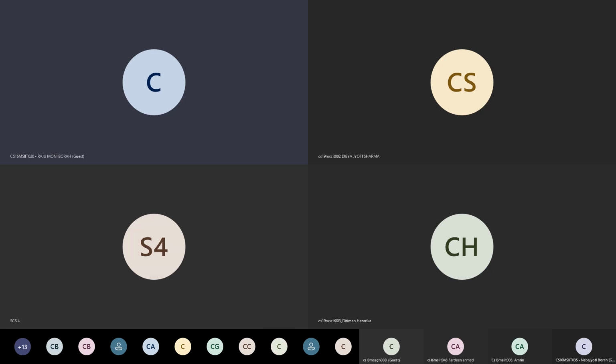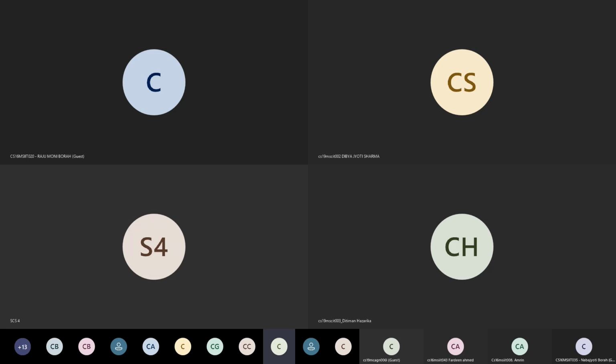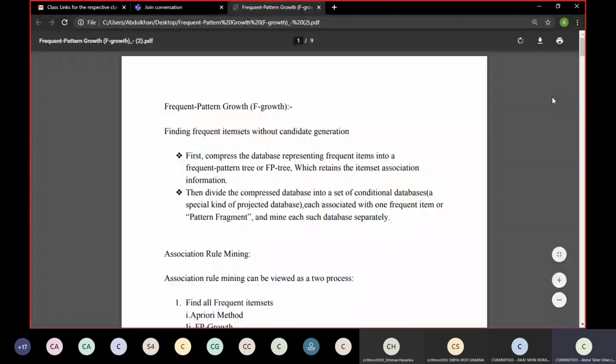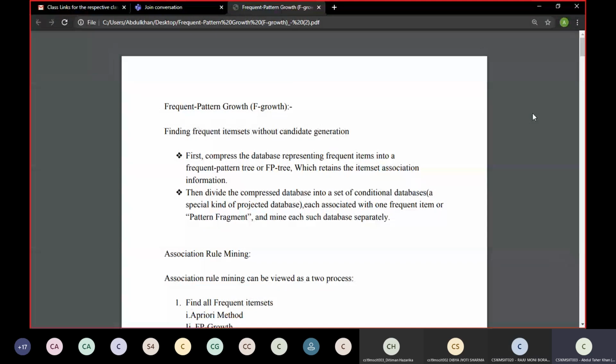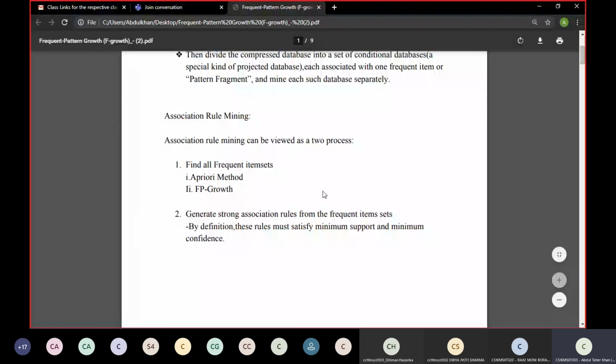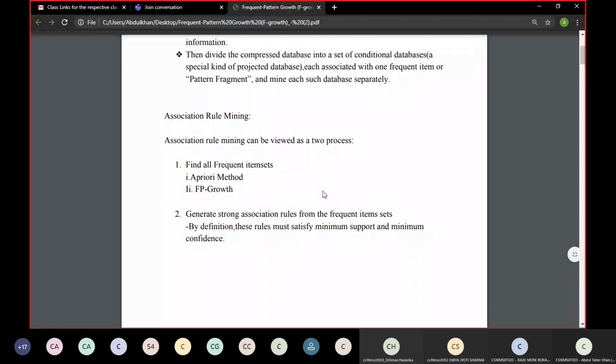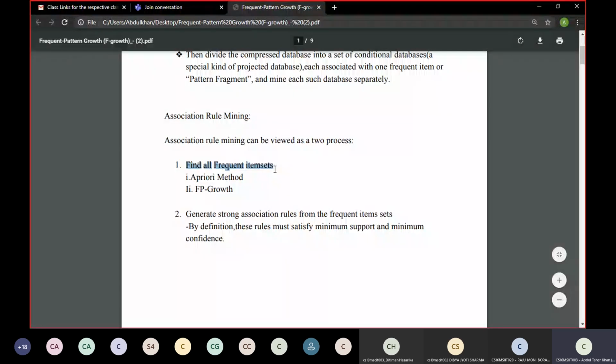Can you see my screen? Hello, Raju. Okay. Yes. Okay. Hello, my name is Abdul, and I am going to explain about the FP-Growth algorithm. First of all, why do we need the FP-Growth algorithm? We need the FP-Growth algorithm for association rule mining, and in association rule mining we have two processes: finding all frequent items, then generating strong association rules.